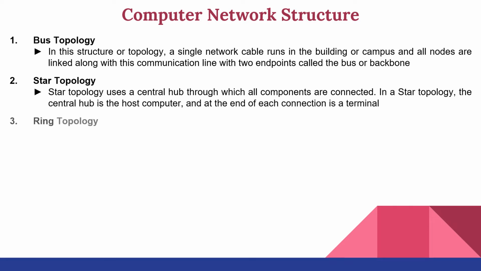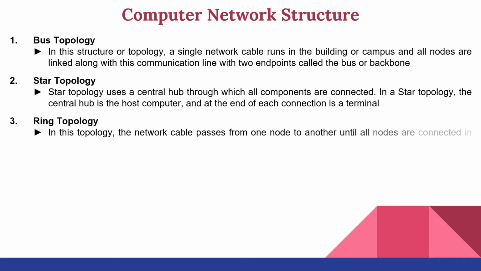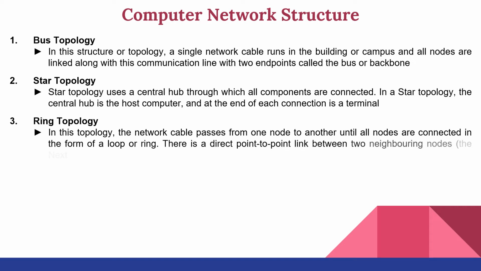Now, ring topology. In this topology, the network cable passes from one node to another until all nodes are connected in the form of a loop or ring. There is a direct point-to-point link between two neighboring nodes, the next and the previous.